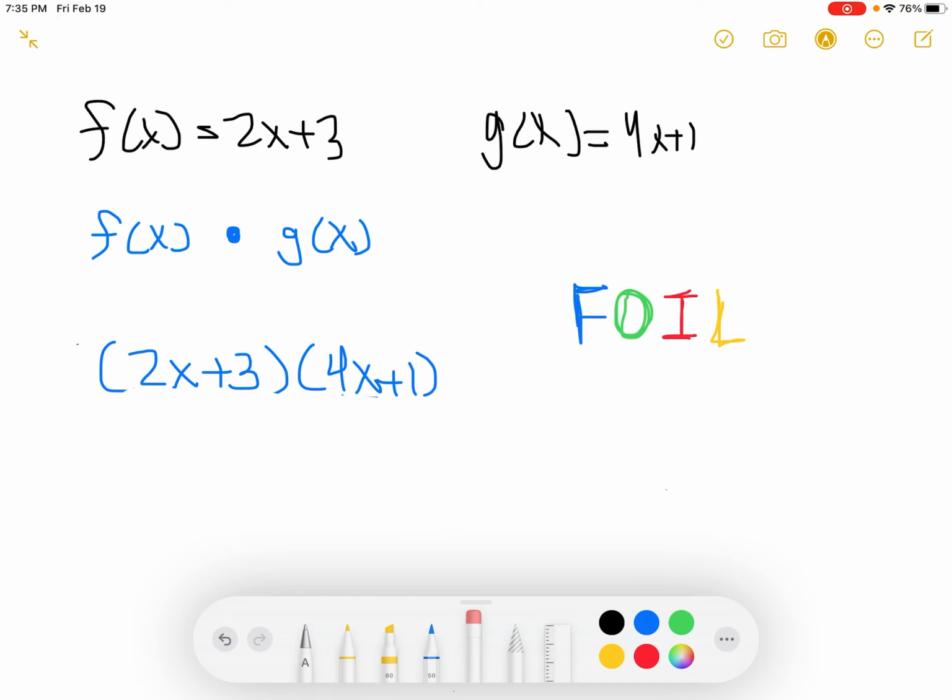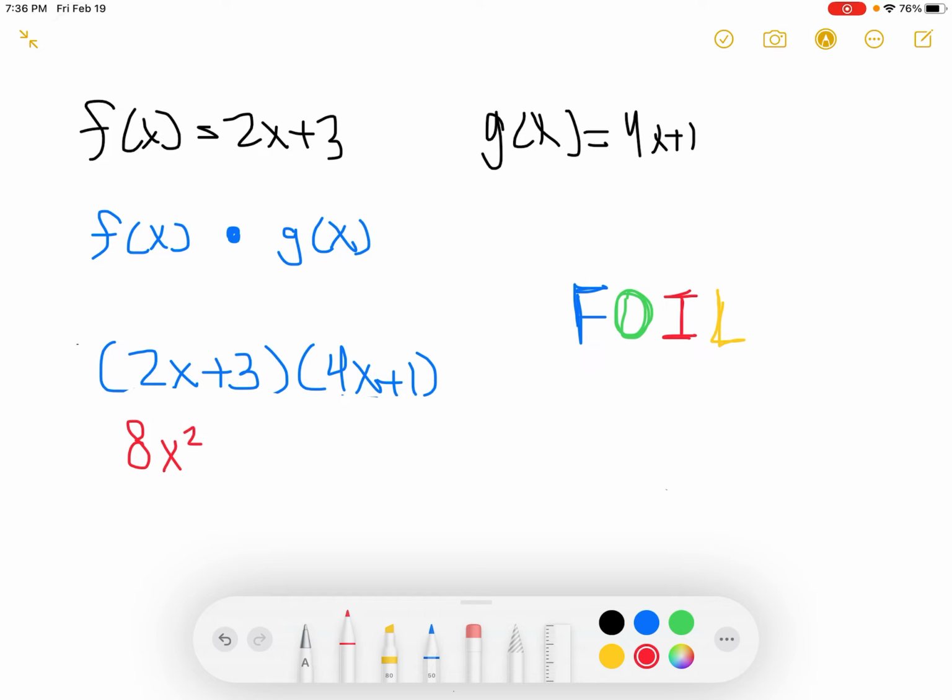So first we have the first ones, and that's 2x and 4x. So when you add an x, it just stays x, and we would do 6x if we were adding them. But we have to multiply, so we do 4 times 2, or 2 times 4, which is 8, and x times x is x squared.